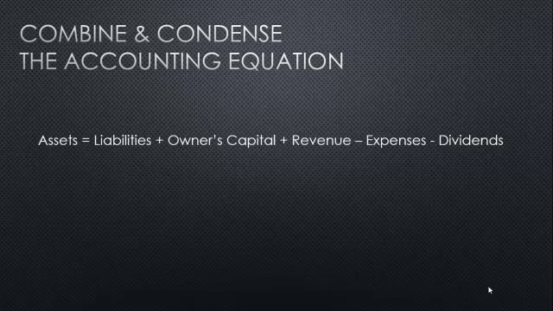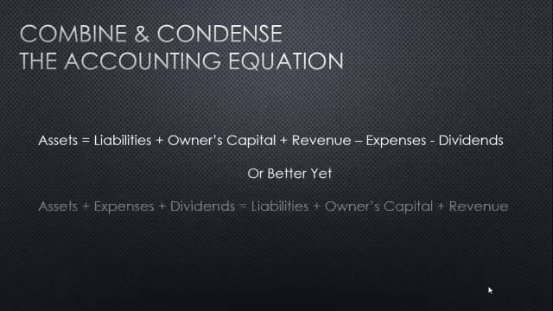Now the problem with this is we all hate negatives. So what we're going to do is take the expenses and dividends, which we're subtracting, and add them to both sides, and we eventually get assets plus expenses plus dividends equals liabilities plus owner's capital plus revenues. Okay? So that's the equation you need to know. That's the equation that we'll always use. That's the equation we'll be using in managerial accounting, and that's the equation you've used in financial.